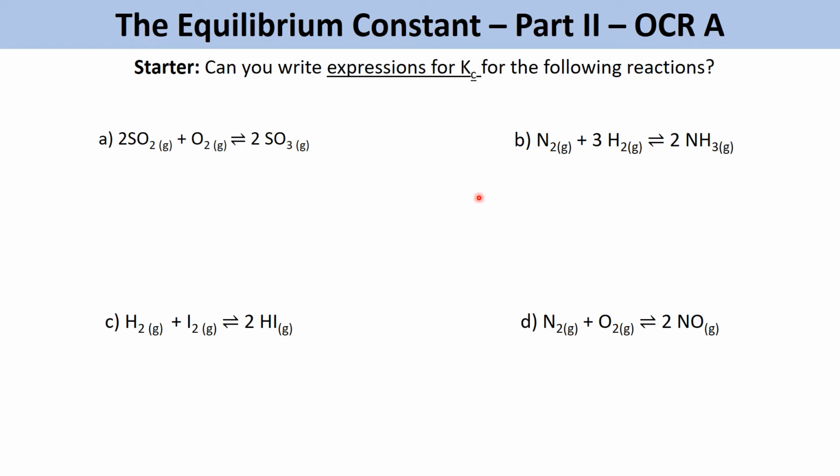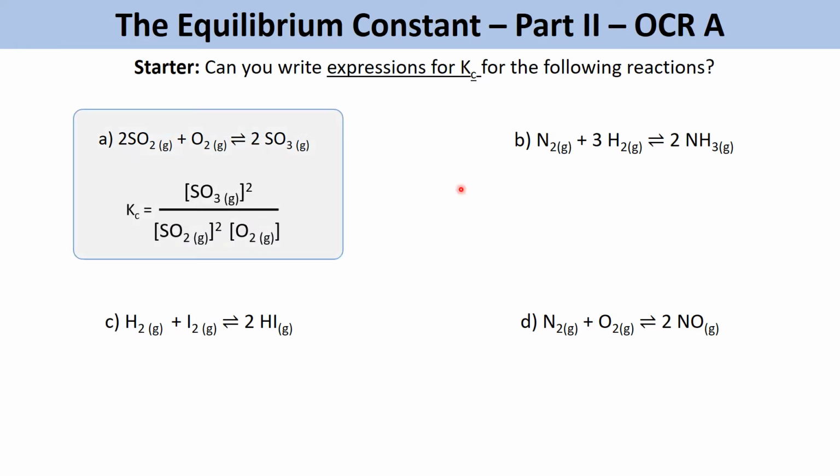Pause the video here and give that a go. Okay, so to write an expression for Kc, you simply have to write the concentration of the products divided by the concentration of the reactants. However, each species needs to be raised to the power of its coefficient. So the coefficient here is a 2, so SO3 will be raised to a 2. SO2 also has a coefficient of 2, so we'll raise it to the power of 2, whereas oxygen here only has a 1 in front of it, that's why it's been omitted, so we raise it to the power of 1, so we don't write that.